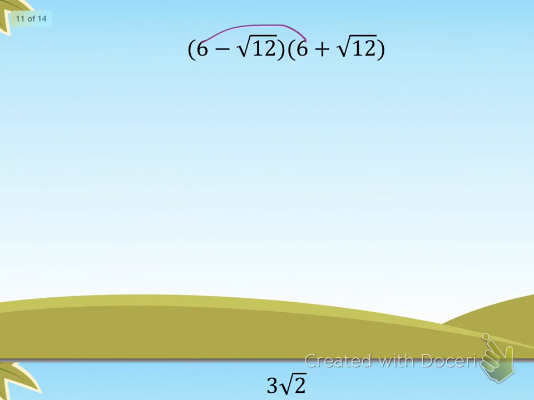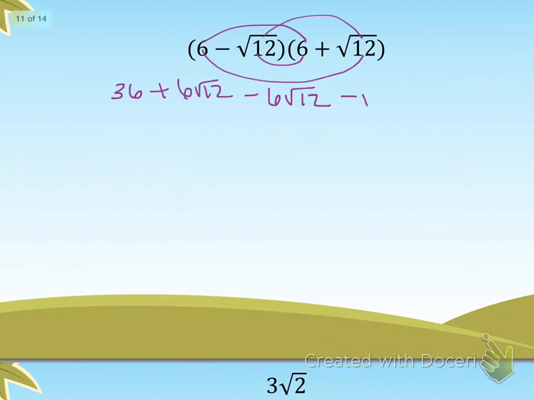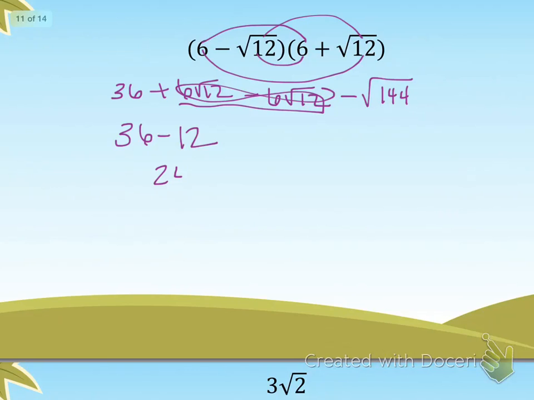So first, 6 times 6 is 36. Outside, 6 times 1 to get 6 square root 12. Inside is a negative 6 square root 12. And last is a negative square root 12 times 12 is 144. These guys cancel because they're the same thing, but one positive, one negative. Square root of 144 is 12, so then we just have 36 minus 12, so 24.